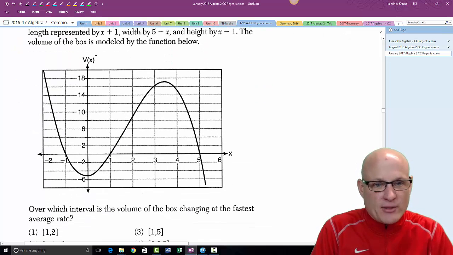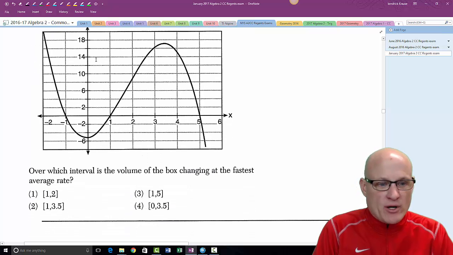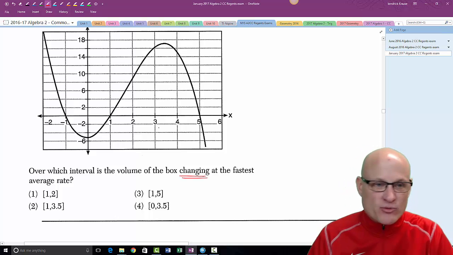And here we go again. For some reason, this person wants another rate of change question. So there's this equation. It's a cubic. And we want to know over which interval is the volume of the box changing fastest, or which one has the highest average rate of change.